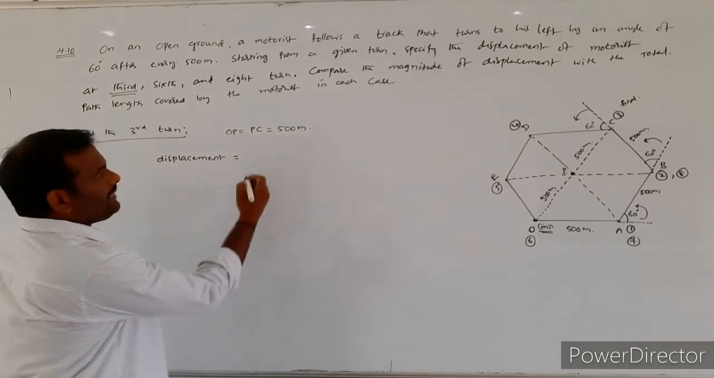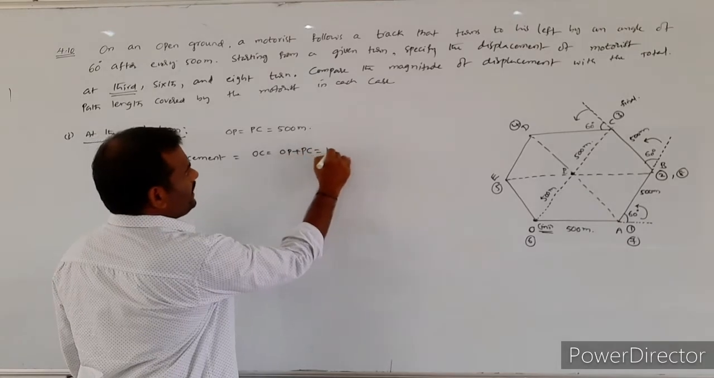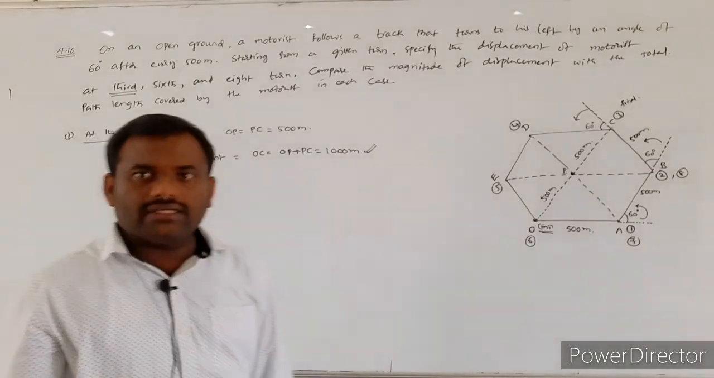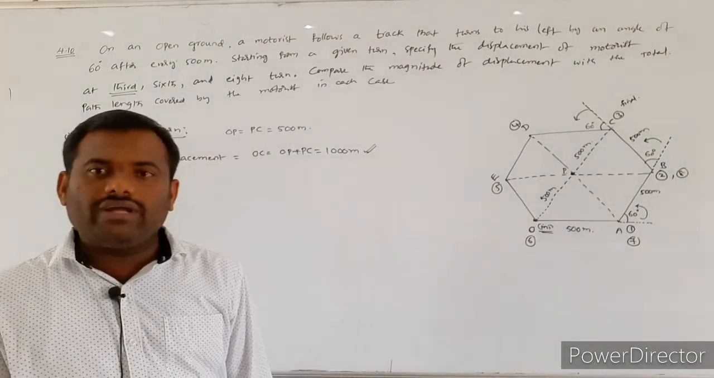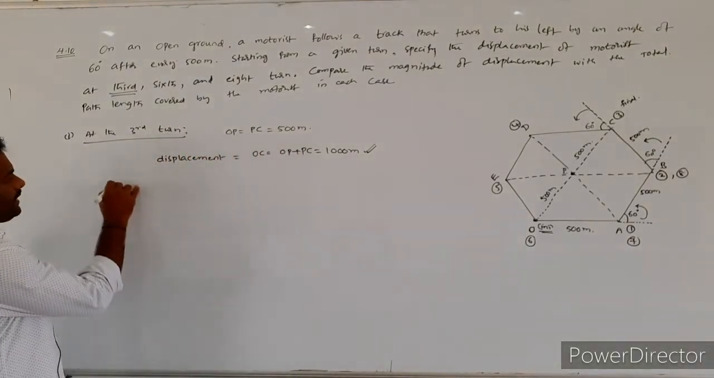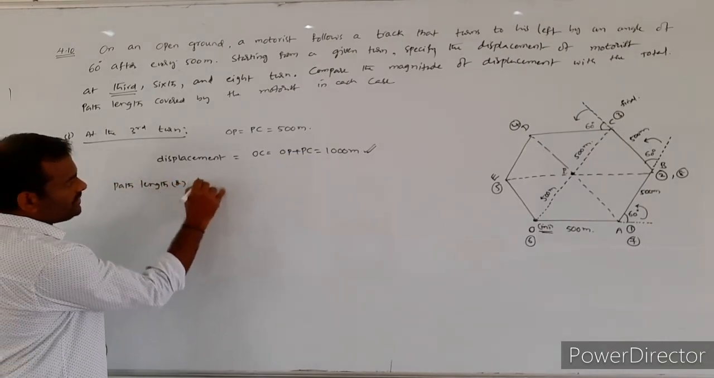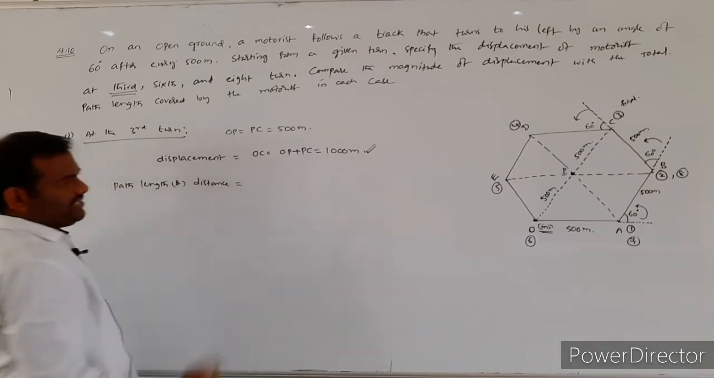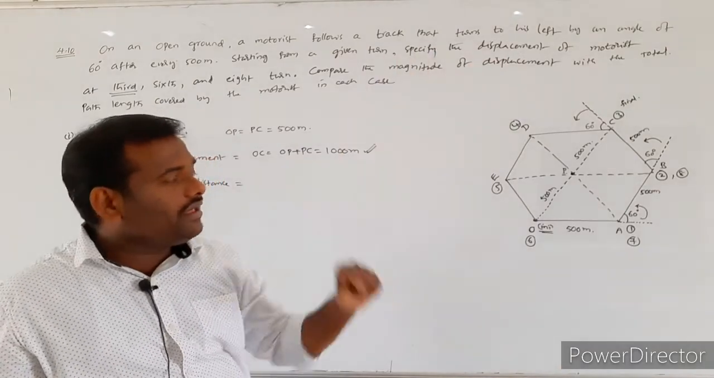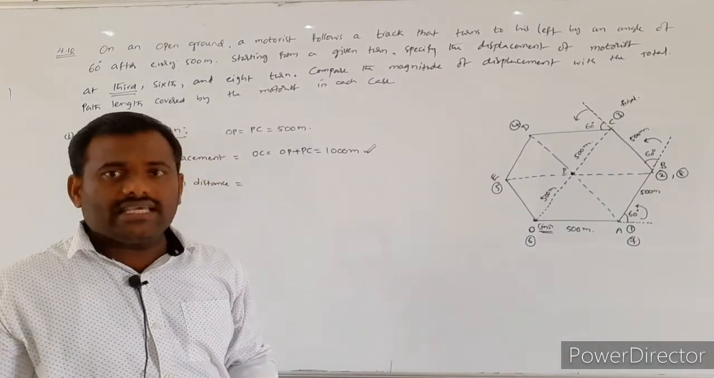So the displacement value is O to C, that is nothing but OP plus PC. That value is equal to 1000 meters. So this is the way for calculating the displacement for the third turn. Next, either path length or distance. Up to the third turn, what is the total path length he covered, or what is the total distance he covered?